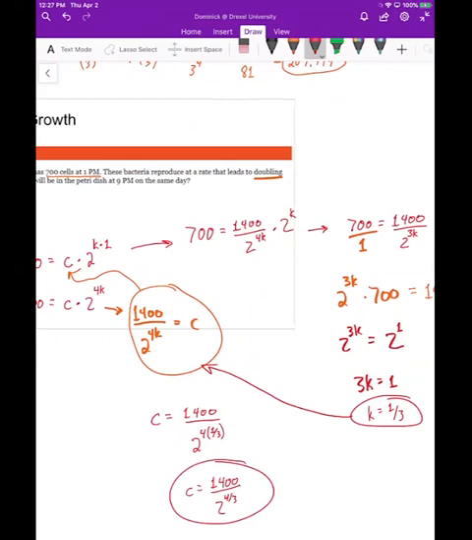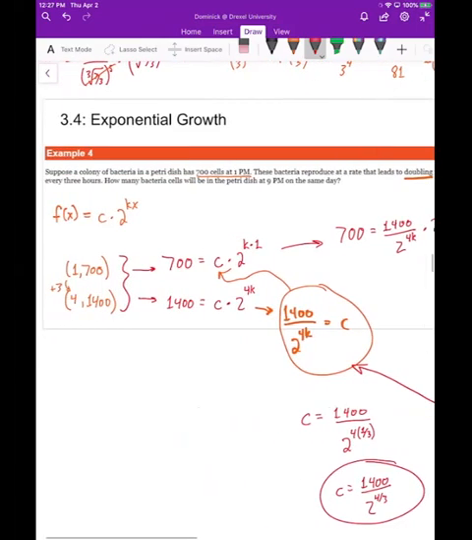All right, and that's my C value. So we can say that our model is 1,400 over 2 to the 4/3 times 2 to the K, which we said was 1/3, times X.